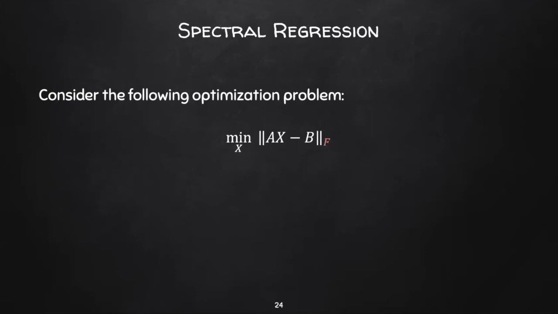Let us begin by recalling the standard regression problem, where we want to minimize Ax minus B, but instead of x and B being vectors, we now consider them to be matrices, and we minimize the Frobenius norm difference between them. Spectral regression is the following simple twist to the standard regression problem, where we replace the Frobenius norm by the operator norm.